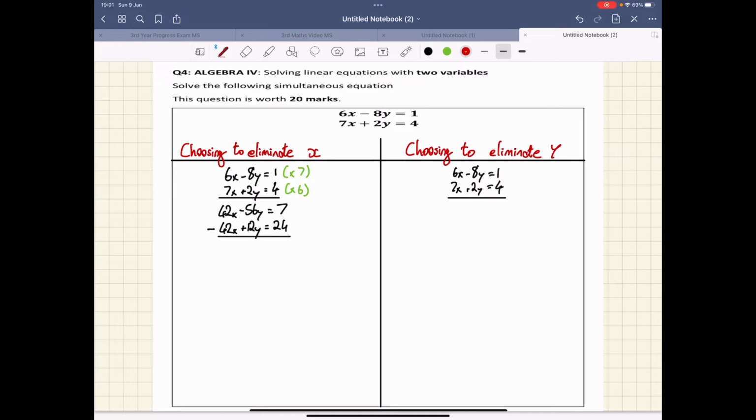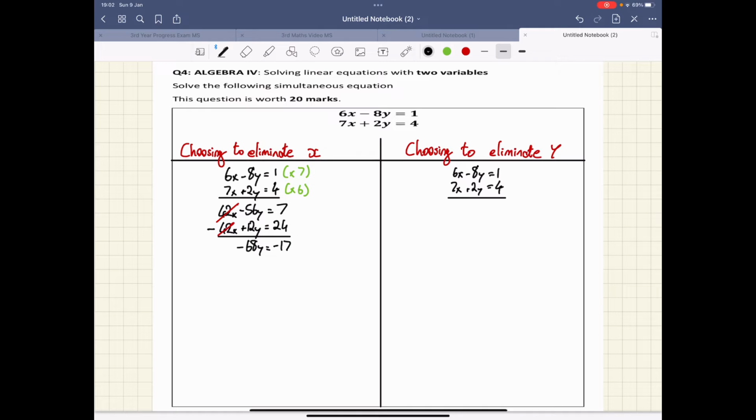When I do that, 42x minus 42x is 0. So we've eliminated the x value. Minus 56y minus plus 12y is the same as minus 56 minus 12y, so minus 56 minus 12 is equal to minus 68. So I get minus 68y is equal to 7 minus 24, which gives me minus 17.